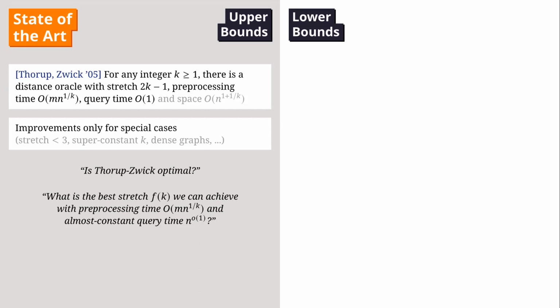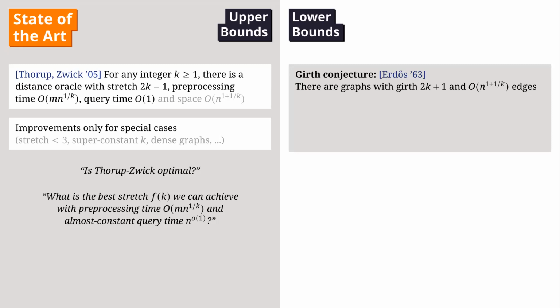Okay, so what is known towards this? Are there some lower bounds? It turns out if you talk to researchers, many will actually tell you, yeah, this is solved, right? There is this girth conjecture by Erdős. The girth conjecture states that there are graphs with girth 2k plus 1 and roughly n to the 1 plus 1 over k edges.